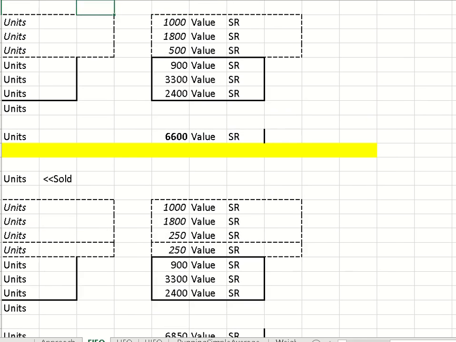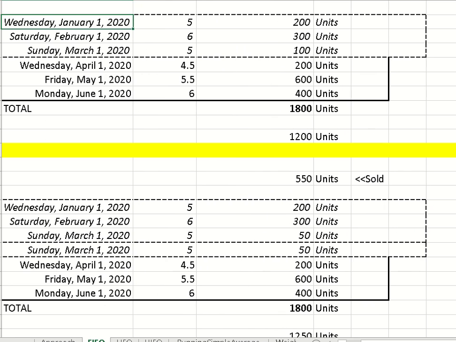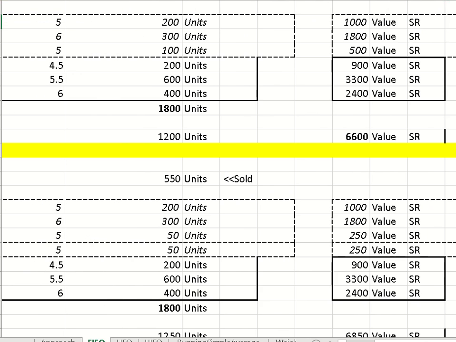6,000. Let's look again here. This is different. 6,600, because the total amount sold is what? The total amount sold here is 600 units, right?